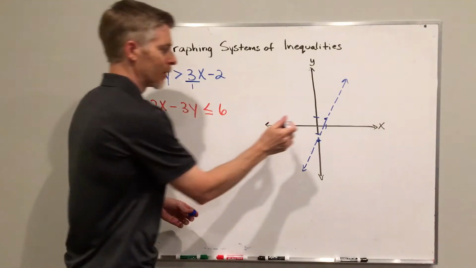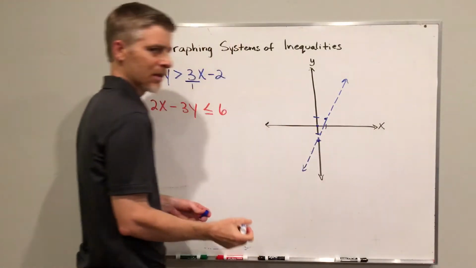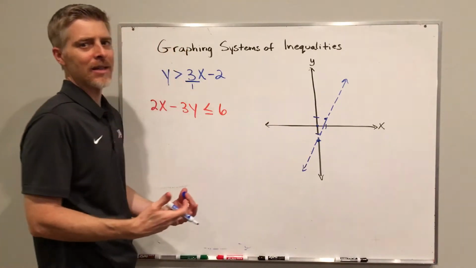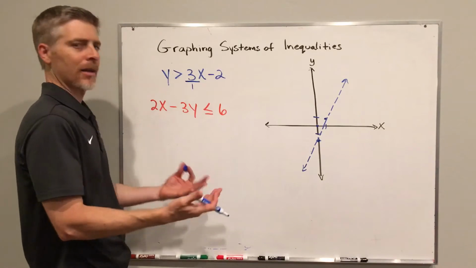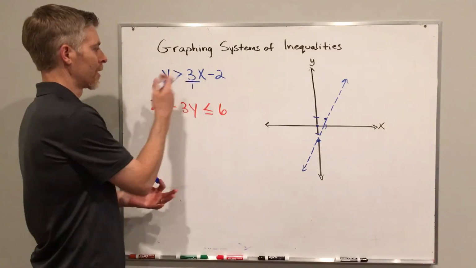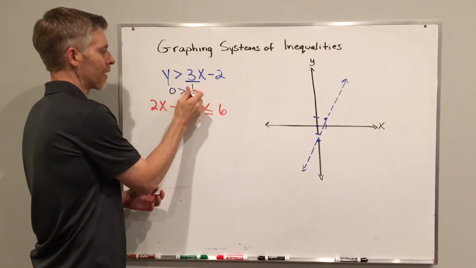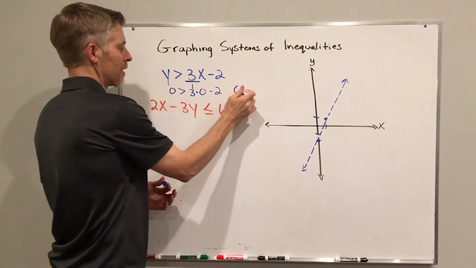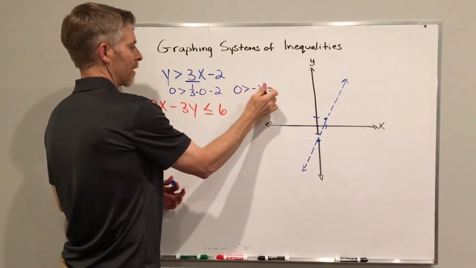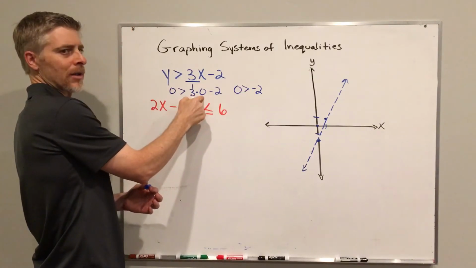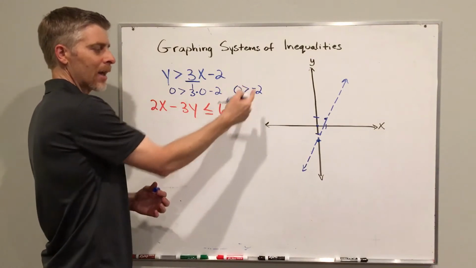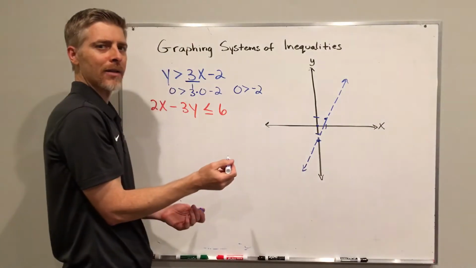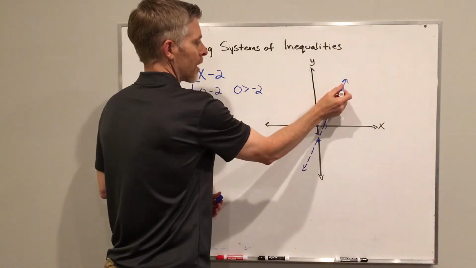I'm going to stick with blue here, and I'm going to take my test point, 0, 0. You don't always have to use 0, 0. It's just the easiest point to plug in because 0 is easy to work with. So is 0 greater than 3 times 0 minus 2? Is 0 greater than -2? Because 3 times 0 is 0, minus 2 is -2. Yes, 0 is greater than -2. So 0, 0 was on the correct side of the line, so I can shade in this direction.